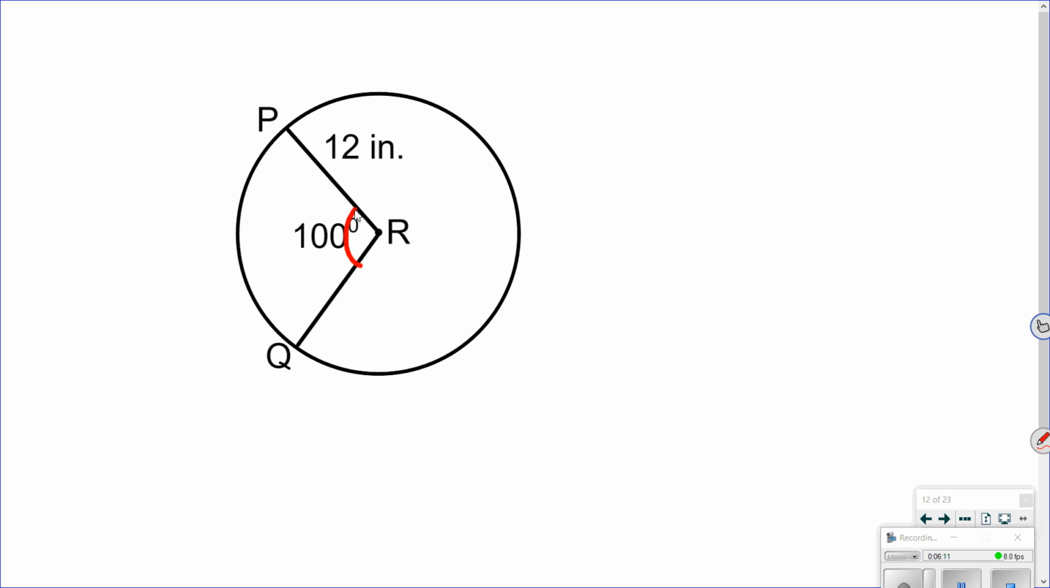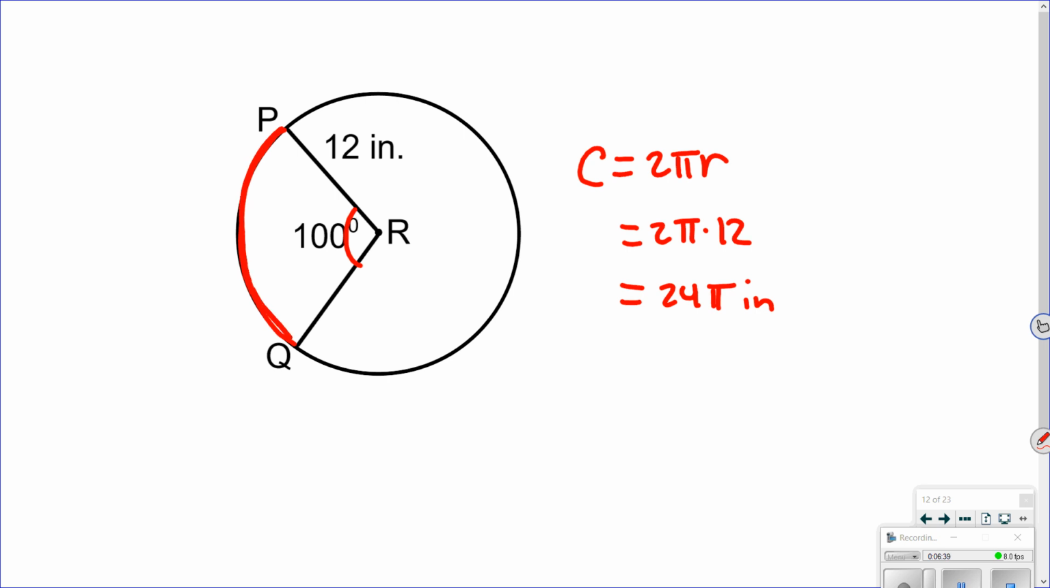We're still going to find the circumference, 2 pi r. So in this case, it'd be 2 pi times r, which is 12. So the circumference is 24 pi inches. That's how far it is all the way around the circle. Now we want to find out how big is that arc right there, so that part of the circle. So what we're going to do is find out what fraction of the entire circumference that arc represents. To do that, we use this angle right here.